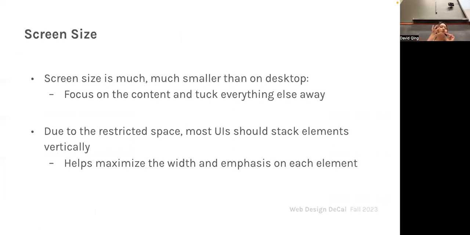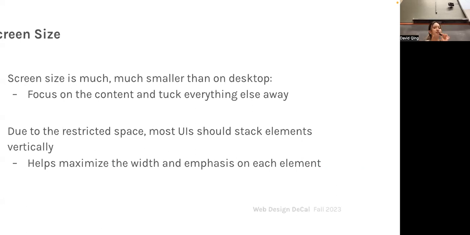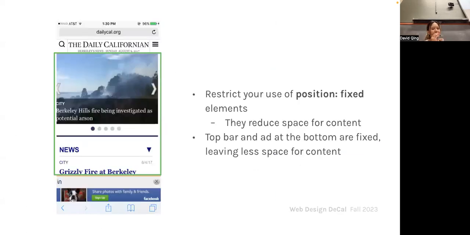Since we have a lot more restricted space, most mobile UIs should try to stack elements vertically. This helps maximize the width and emphasis on each element. And I'm going to give you a few examples. Here's the Daily Cow website.